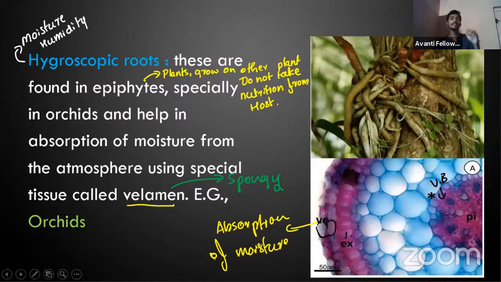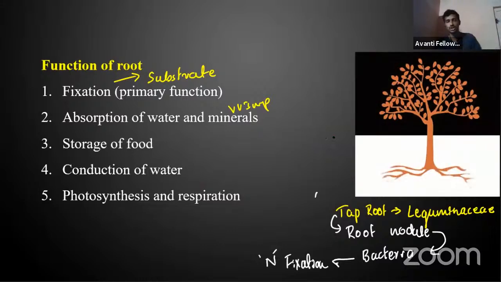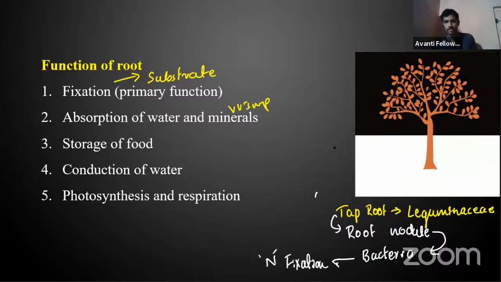That's why you can only find epiphytes in moistened areas, not in other areas. You can find them in the Western Ghat region, not in some other regions, because in other regions, air does not have any moisture, right? There it can't survive. So the functions, we repeated: fixation, absorption, storage, conduction, and photosynthesis, okay?